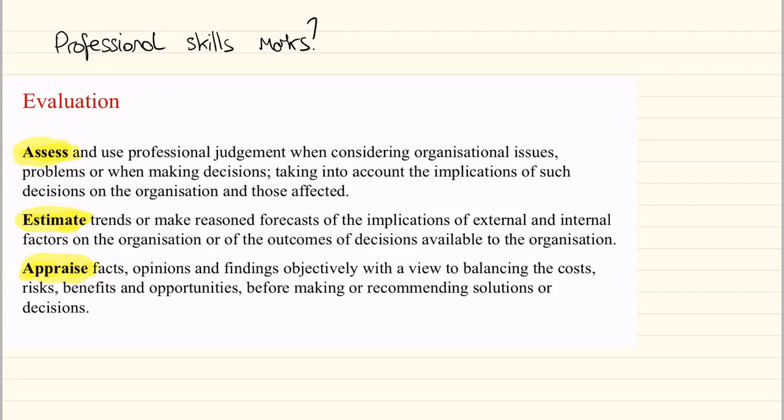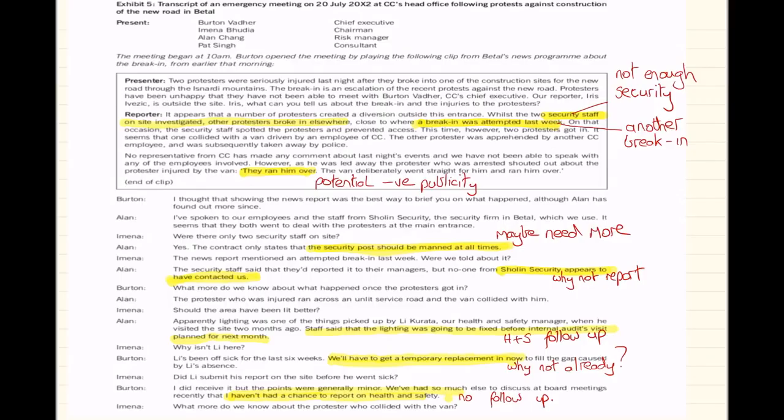Well, I think the first thing I'm going to be evaluating is Exhibit 5. I've highlighted the key things that mean something to me. There's a summary that there were some protesters, there was a break-in. Further, there's comments in the meetings down here. They did run someone over, potential negative publicity there. What else do we have?